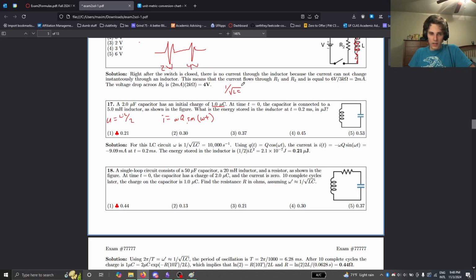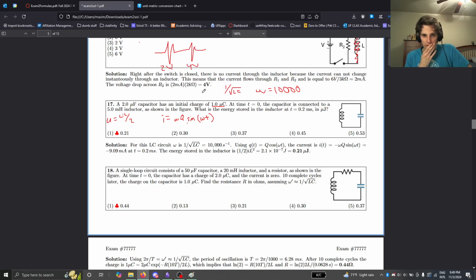What do we got? 1 over 5e negative 3 times 2e negative 6. You get 10,000. So omega is equal to 1,000. Big number.